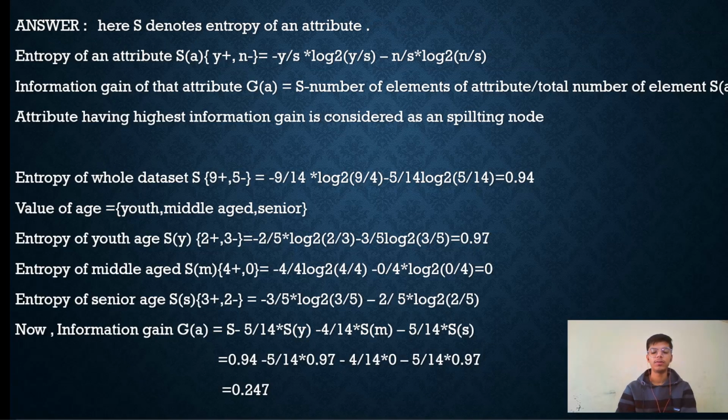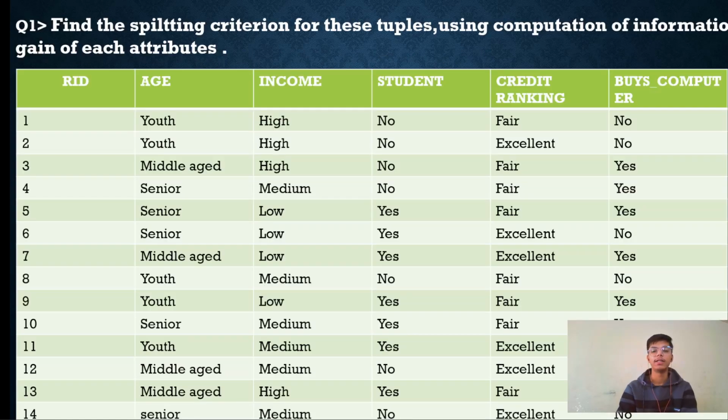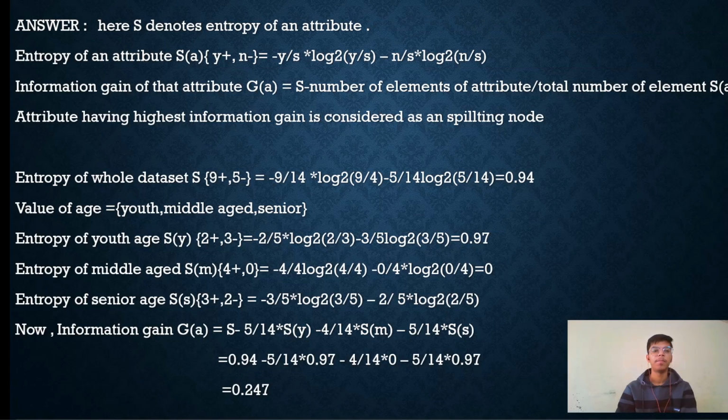First we are going to find the splitting criteria by using the computation of information gain approach. So we will use the information gain approach. Here, first we have to find the entropy of the whole data set, which can be calculated using the formula I have already mentioned in the above three lines.